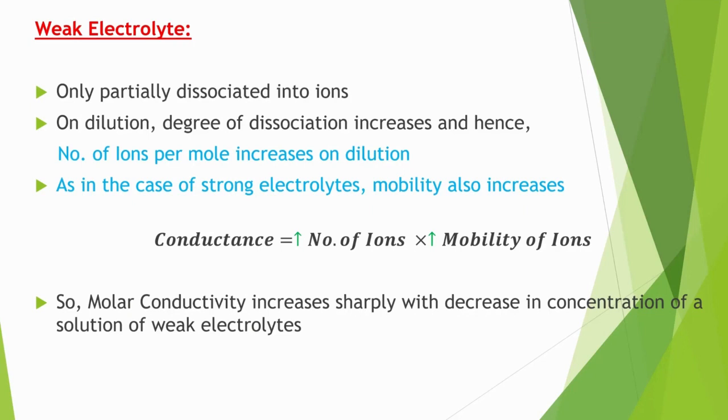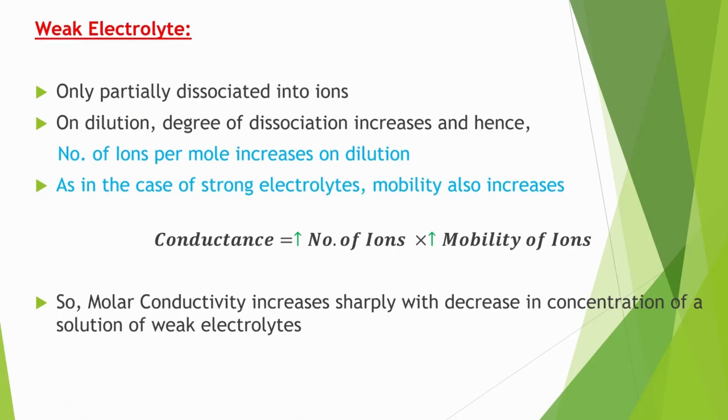When you dilute this weak electrolyte solution, the dissociation is in the form of an equilibrium. So when I dilute this solution, the equilibrium shifts to the right. That is, more acetic acid molecules will dissociate. Now what happens when I dilute the solution? The number of ions per mole increases in the case of a weak electrolyte. We saw that in a strong electrolyte, the number of ions per mole remains constant on dilution, whereas in a weak electrolyte, the number of ions per mole increases on dilution.